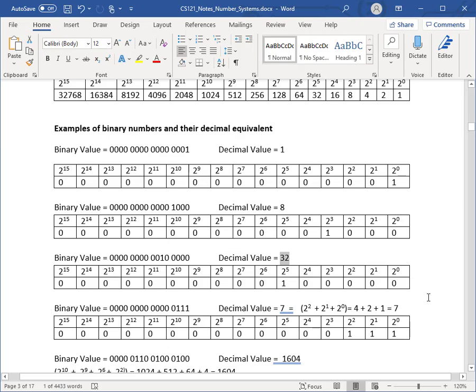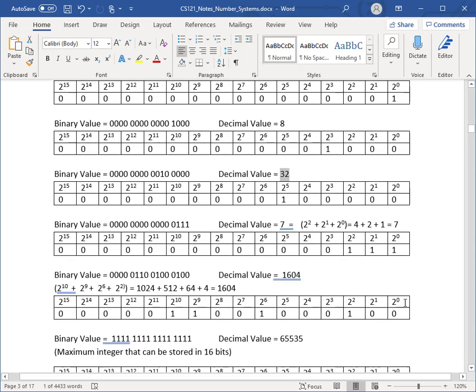It's just 2 to the power of 5. What if we have several 1s in our binary string? Here's an example where we have all zeros, but we have 111 on the right. If we put that into our table, with all the bits here, then on the right side we have 1 at the 2 squared location, 1 at 2 to the first, and 1 at 2 to the 0.